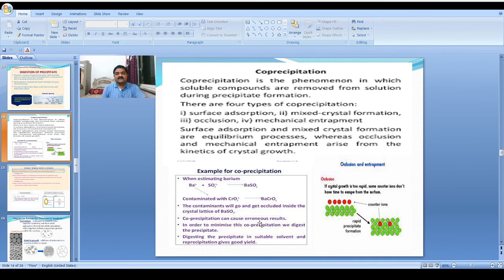Co-precipitation can cause enormous errors, that means it can change the whole result. In order to minimize co-precipitation, we digest the precipitate. Digesting the precipitate in a suitable solvent and reprecipitating gives a good yield.